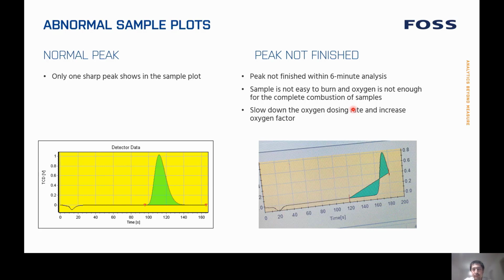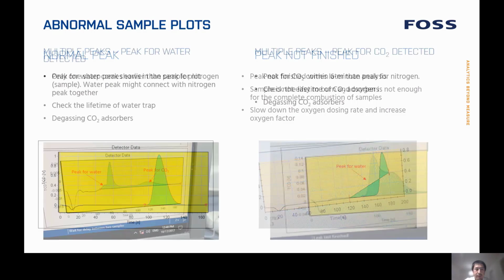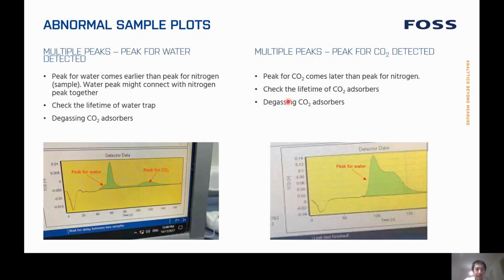But if you see the analysis is not done in 6 minutes, in most cases it's because the sample is not easy to burn and the oxygen is not enough for burning. So you should slow the oxygen dosing rate and increase the oxygen factor to ensure complete combustion of the samples. And also you may see multiple peaks in the system. When you do the analysis, you will see the first small peak, which is moisture, then the nitrogen peak, and then a wider peak for the CO2.